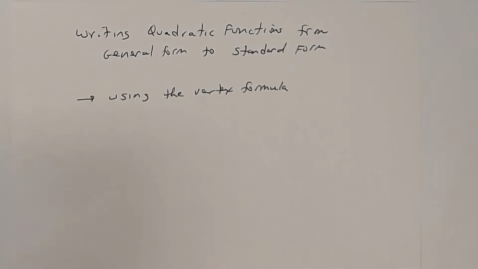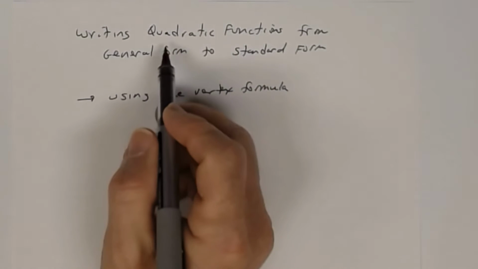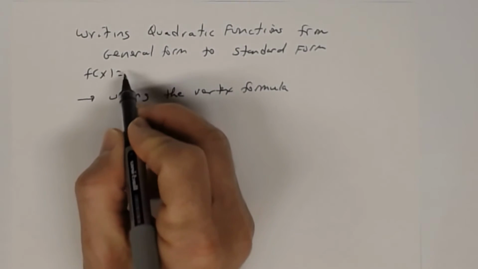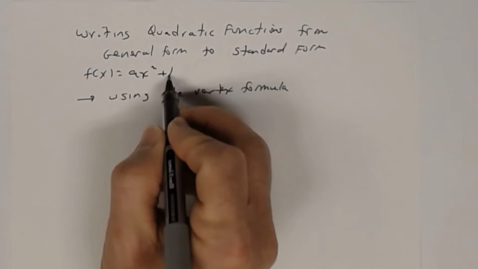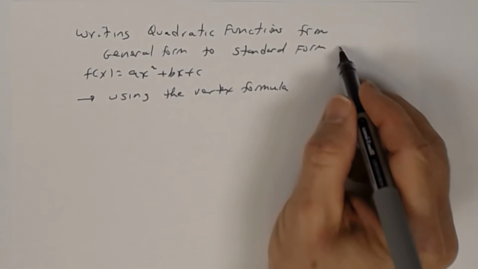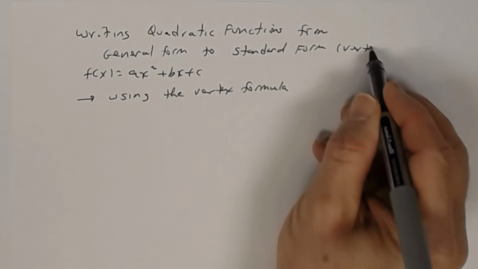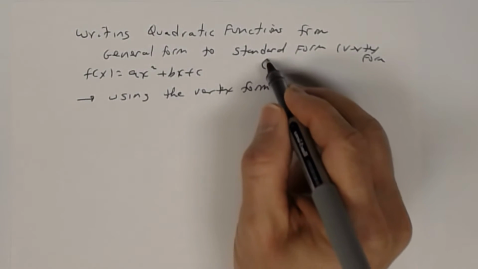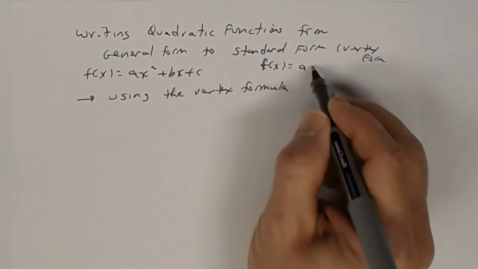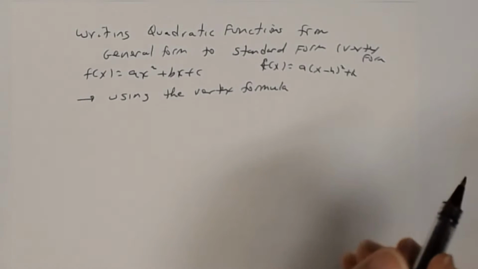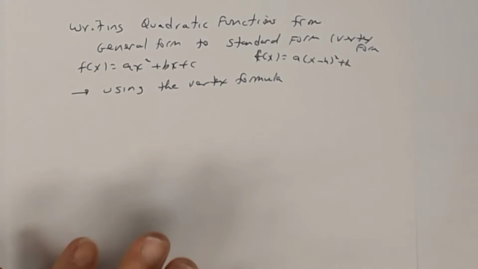All right, so remember that a quadratic function written in general form looks like this: f of x equals ax squared plus bx plus c. And the standard form, remember, is the same thing as vertex form. And that is f of x equals a times (x minus h) squared plus k. And again, we want to use the vertex formula.